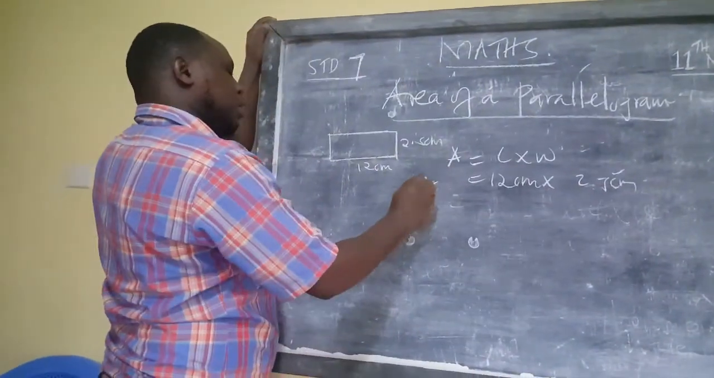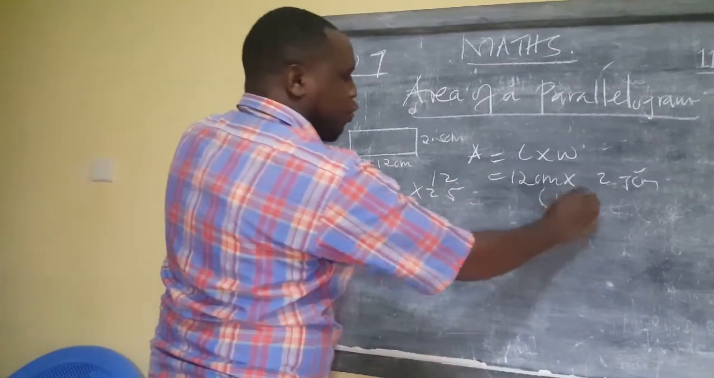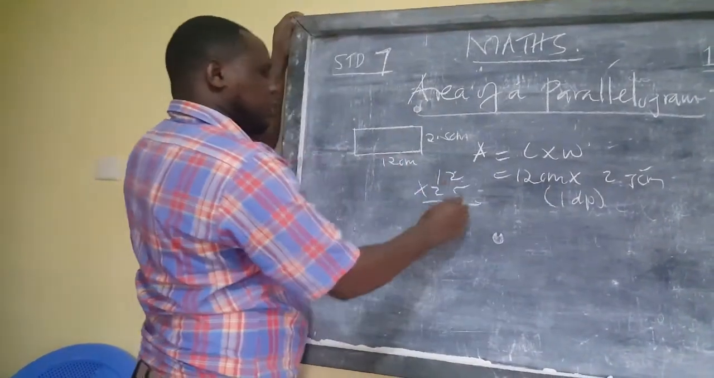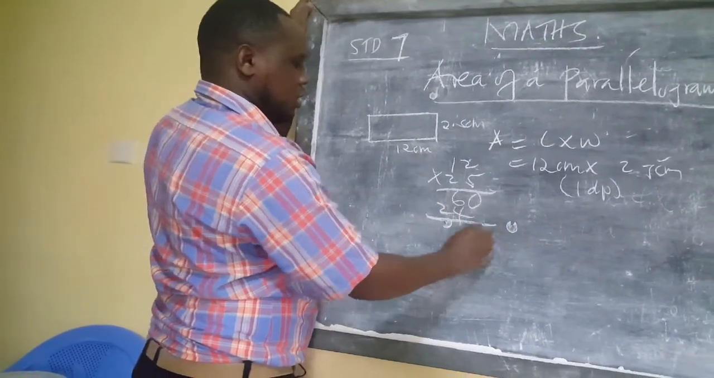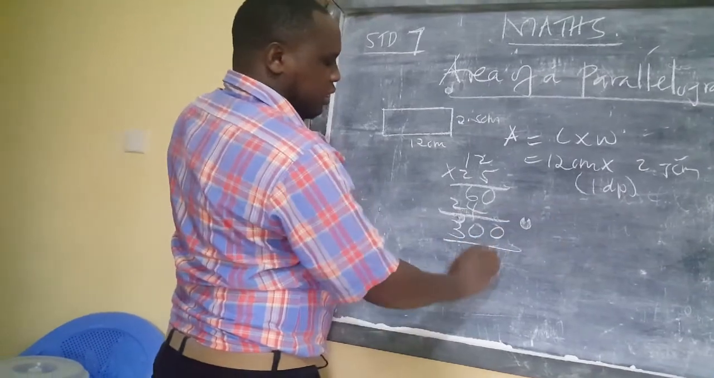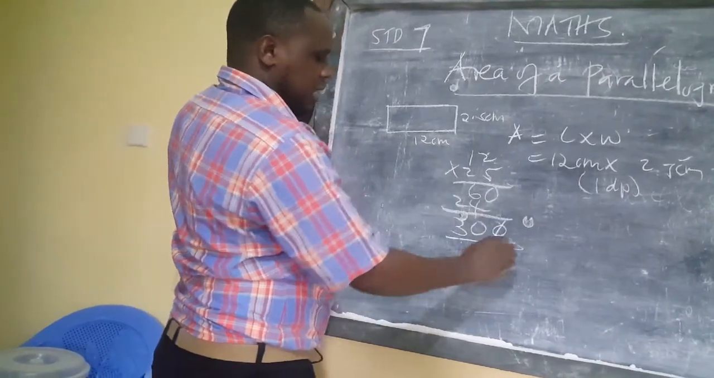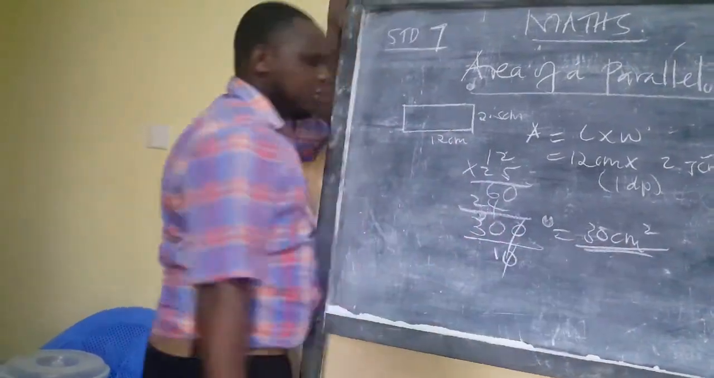So you get 12 times 25, but you know you have one decimal place. So this will give you 0, 0, 3. So 300, but you divide by 10 because you have one decimal place. That will give you 30 centimeters squared. That will be the area.